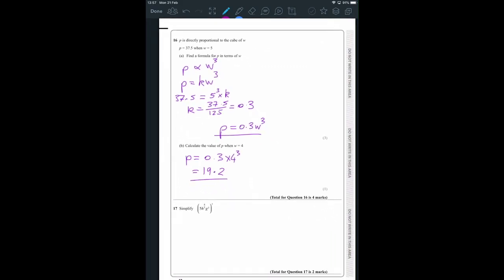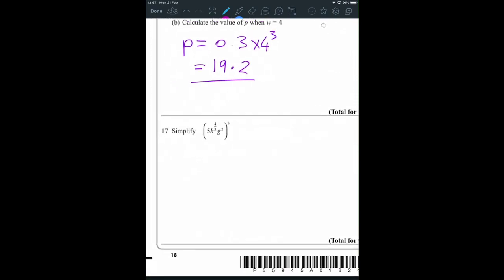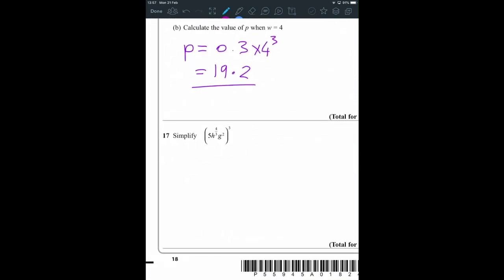Nice simple question. Proportionality is often very similar every time. Simplify. That cubed has to hit each part separately. So we're getting a 5 cubed, 125. H to the 4/3 cubed, we multiply the powers. The over 3 and the times by 3 cancel. And then finally g squared cubed, multiply the powers once more.